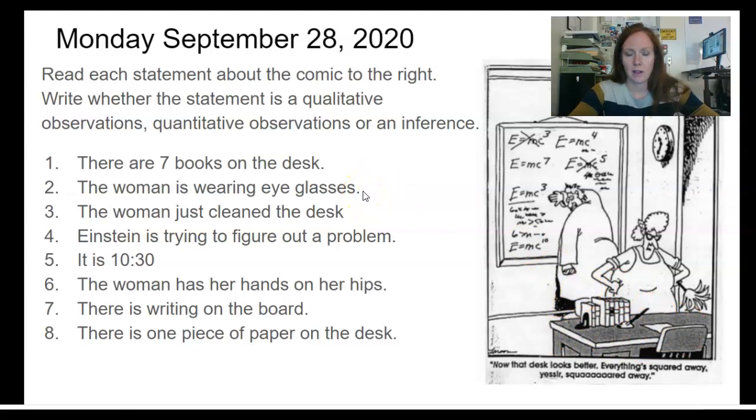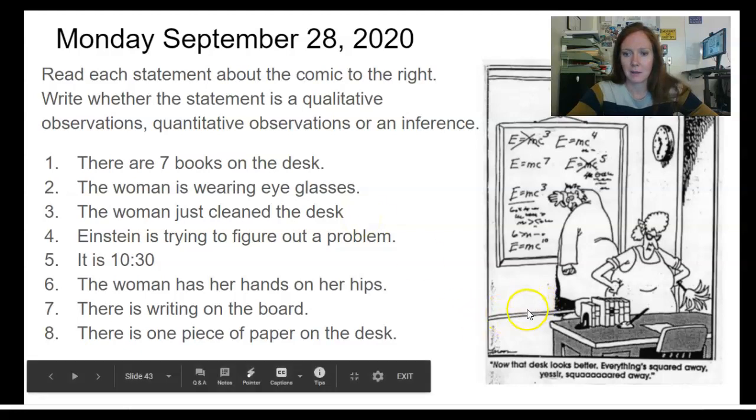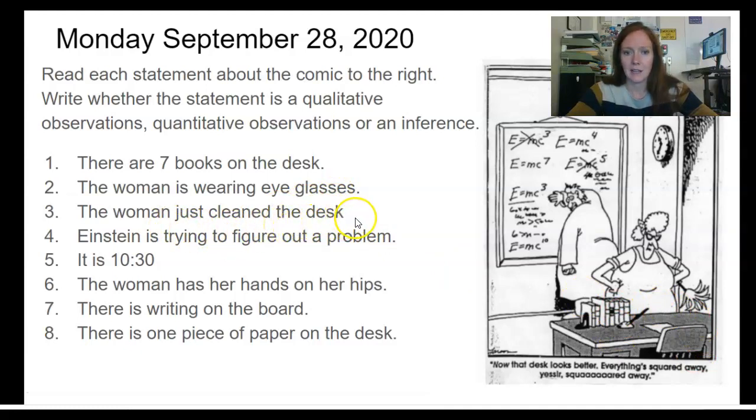The woman is wearing eyeglasses. Hopefully you said that this is a qualitative observation, simply an observation about the characteristics or qualities of a person or whatever you're observing. And we can see that indeed she's wearing glasses there. Now, this one, the woman has just cleaned the desk. Now, we can make some observations here that would support that claim. But it's not an observation in and of itself, right? So we call that an inference.